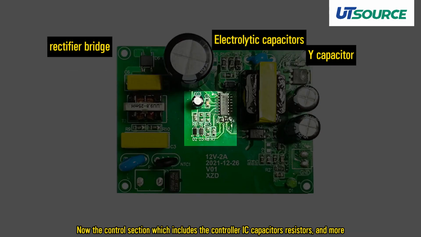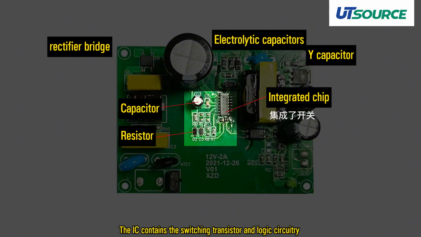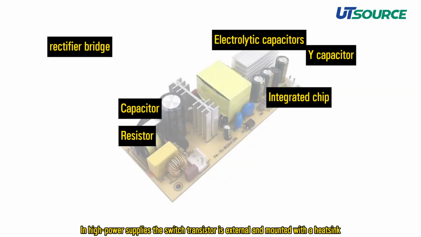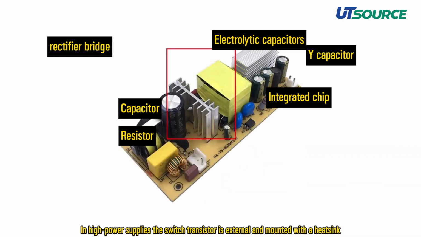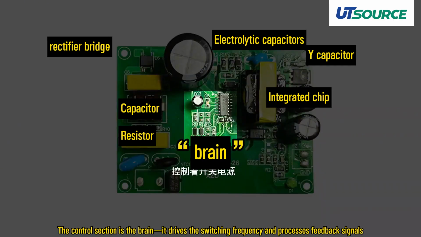Now the control section, which includes the controller IC, capacitors, resistors, and more. The IC contains the switching transistor and logic circuitry. In high power supplies, the switch transistor is external and mounted with a heatsink. The control section is the brain. It drives the switching frequency and processes feedback signals.